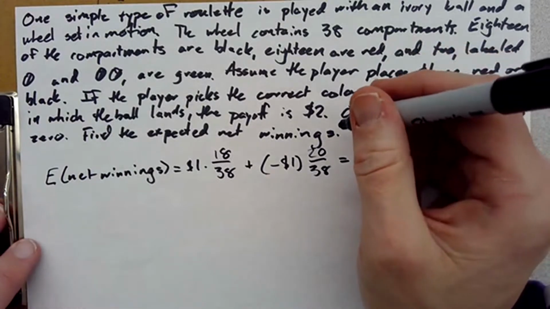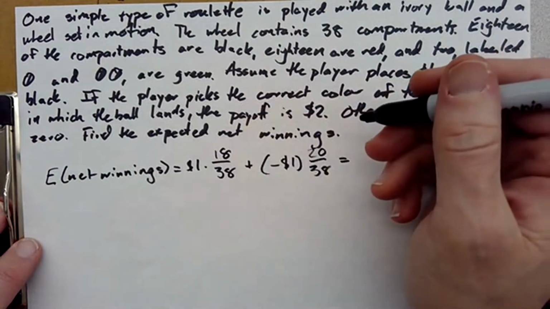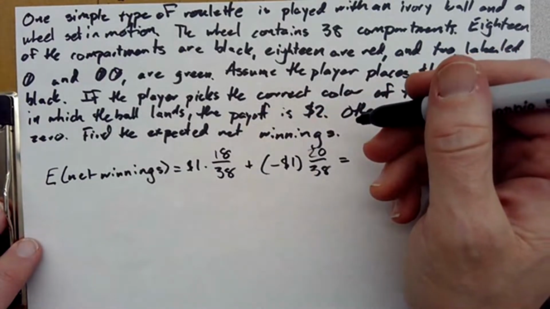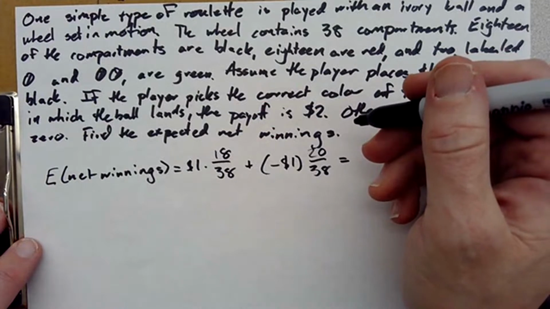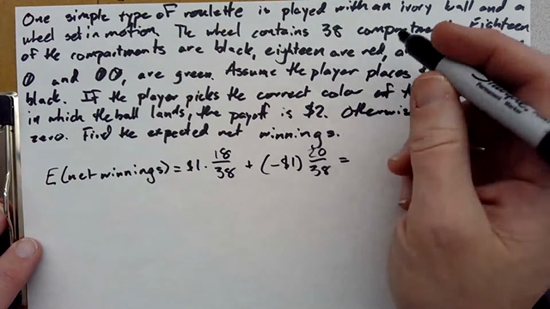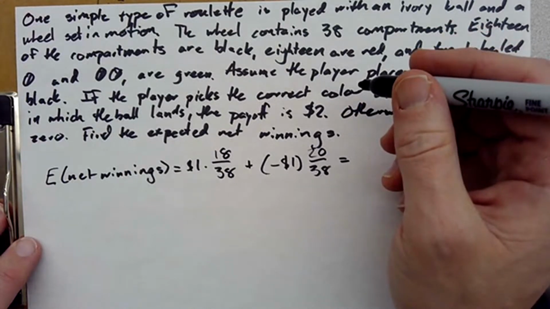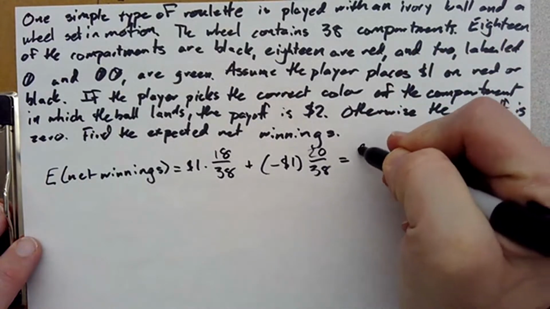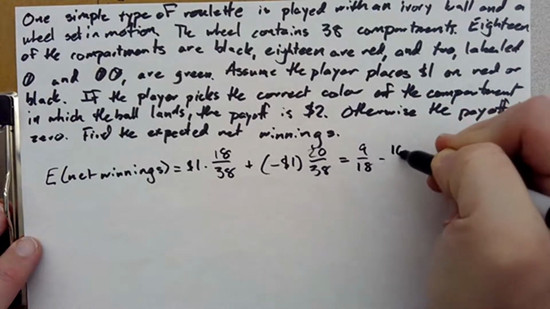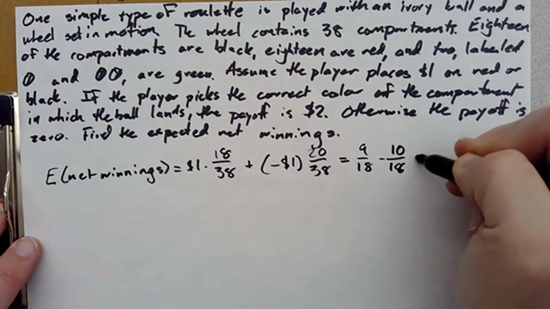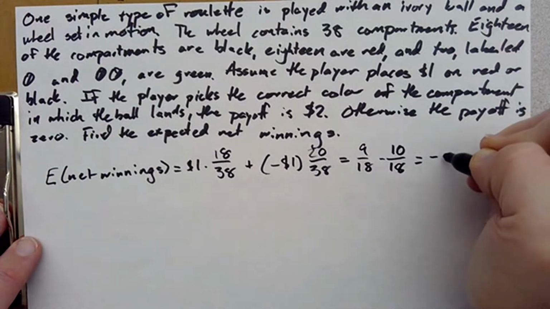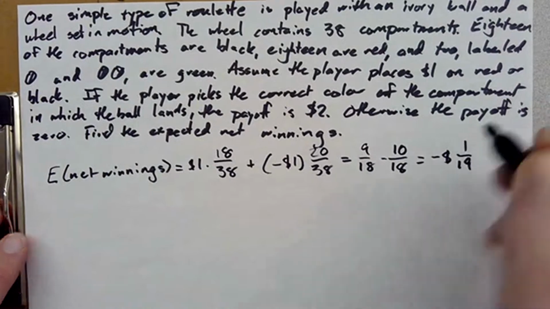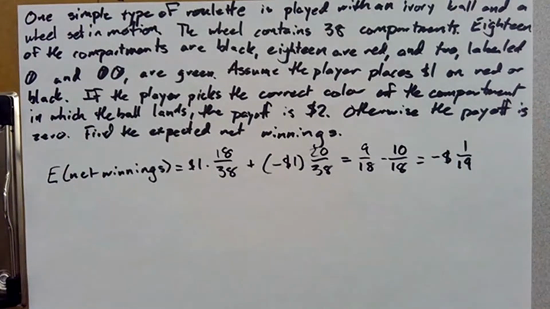When we simplify this, well, 18 out of 38 is the same as 9 out of 19. 20 out of 38 is the same as 10 out of 19. So we've got 9/19 minus 10/19. Your expected value is negative 1/19 of $1. So a little more than 5 cents. About 5.3 cents.